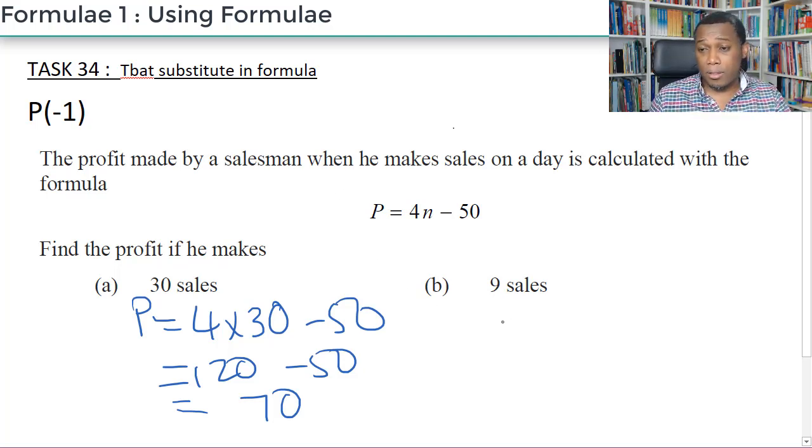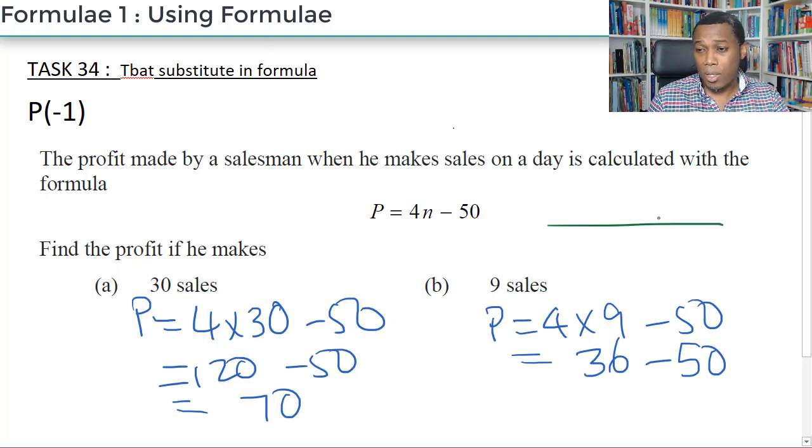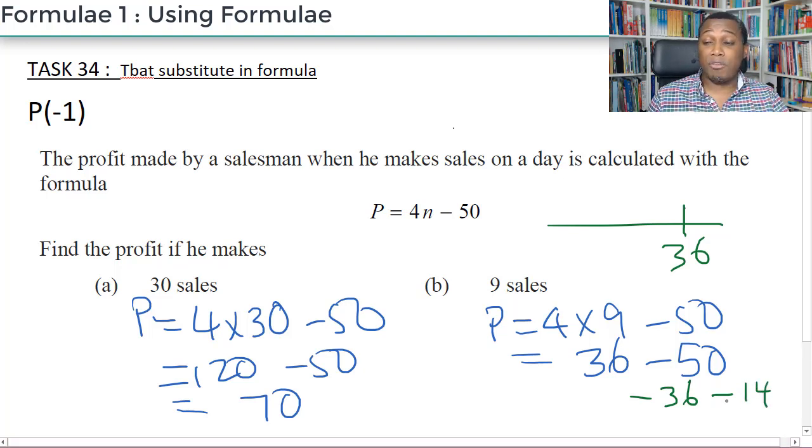For 9 sales, what's going to happen here? P is equal to 4 times 9, take away 50. 9 fours are 36. Houston, there's a problem. That's less than 50. How do we deal with that? Well, it's a subtraction. We start at 36. We want to take away 50. The way I would do that is taking away 50 is the same thing as taking away 36 and then taking away 14, because 36 and 14 would give me 50.